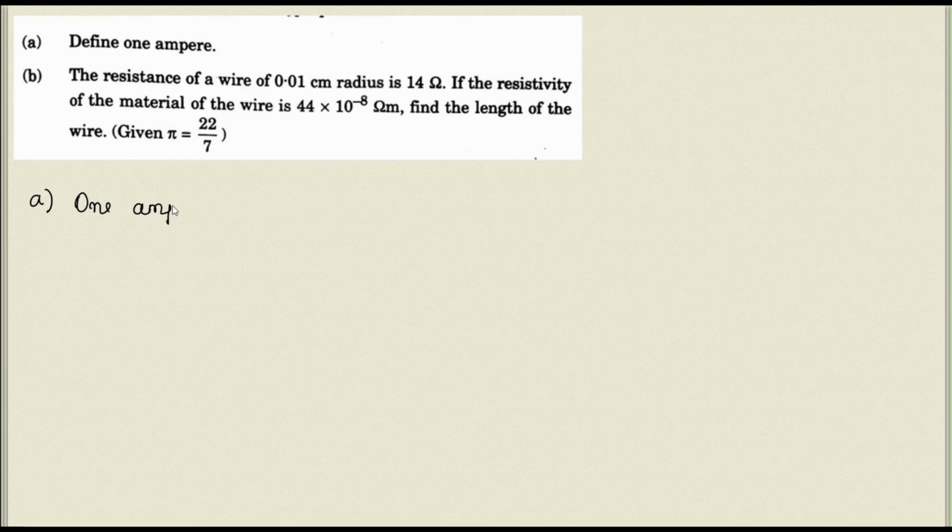Now, what is ampere? Ampere is the unit of current. Now, how can we find 1 ampere? 1 ampere means the current should be equal to 1 A. So, how can we define it?